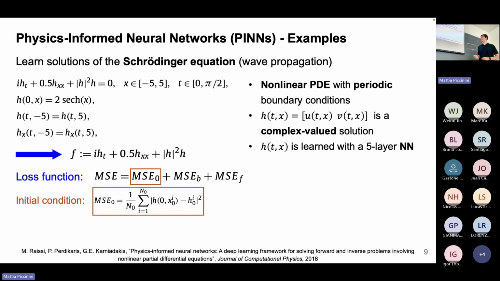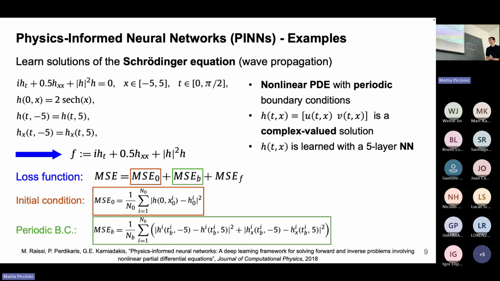In this case, at time t0 equals 0, we have a certain shape, which is this one, 2 times the hyperbolic secant of x. So along time t equal to 0, we know the solution. This is given to us for free. And of course, you don't want to forget it. You want to encode it in the loss function.